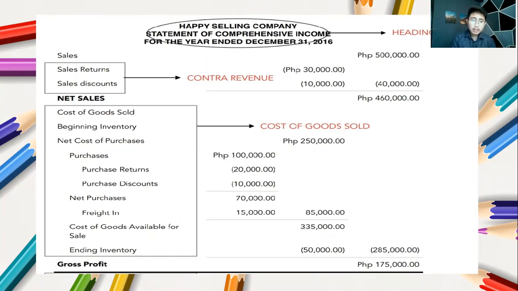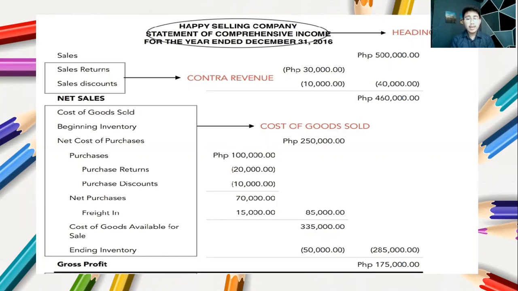Then we will need to get the gross profit of a company. You need to write down the net cost of purchases and the purchases, which is the purchase returns, the purchase discounts, the net purchase, and the freight in. After you write it down, you need to compute it. Then yan po yung magiging cost of goods available for sale na kung saan meron pong 335,000 pesos.